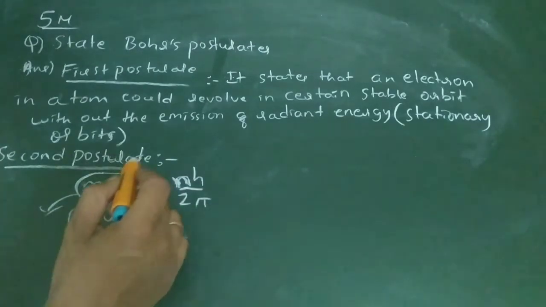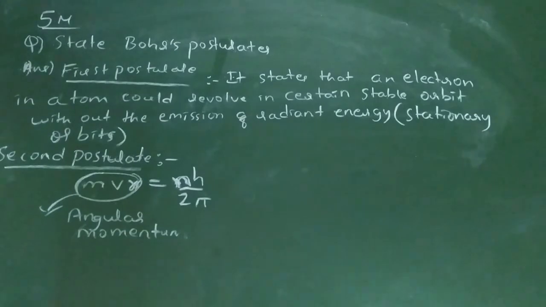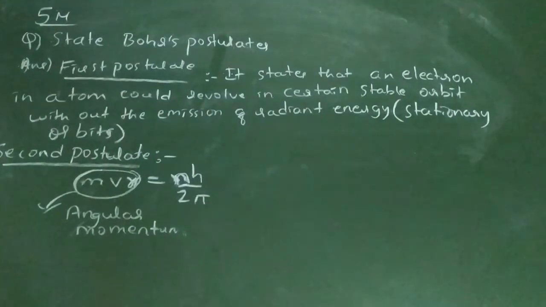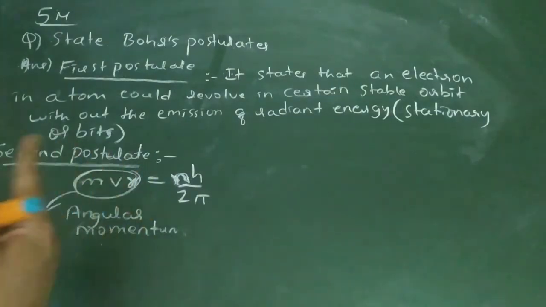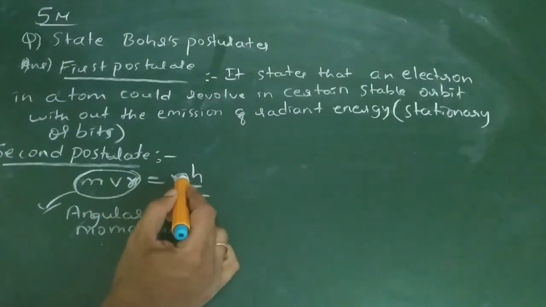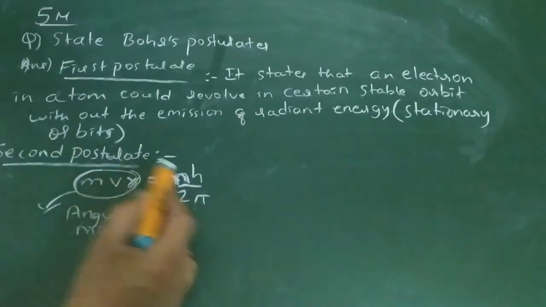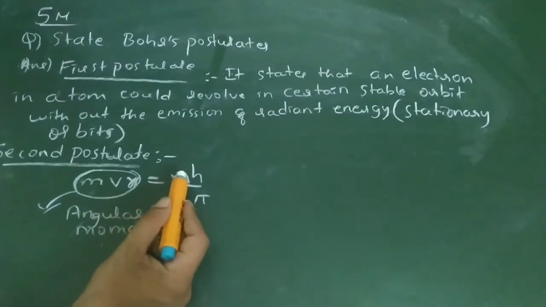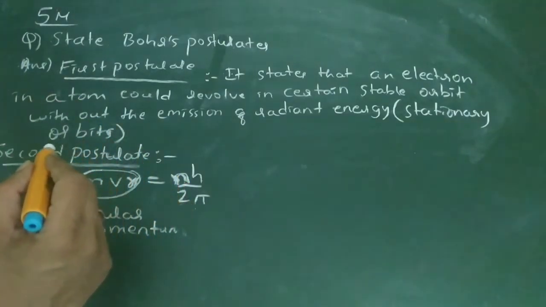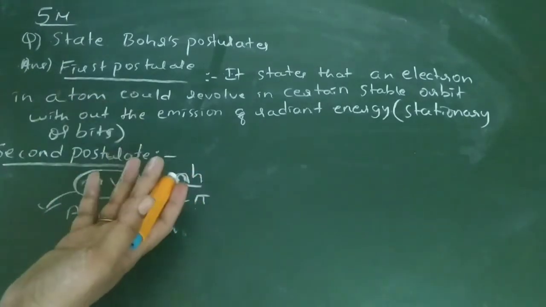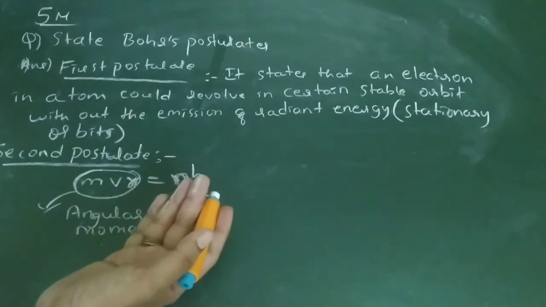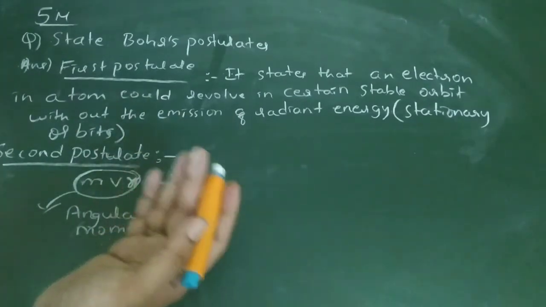I was telling, the angular momentum of the electrons which are revolving around the nucleus is n integral multiples of h by 2 pi. If you write this much, you are going to get marks. N integral multiples of h by 2 pi, where n is a number, n equal to 1, 2, 3 and so on.